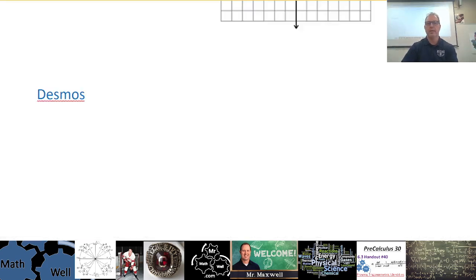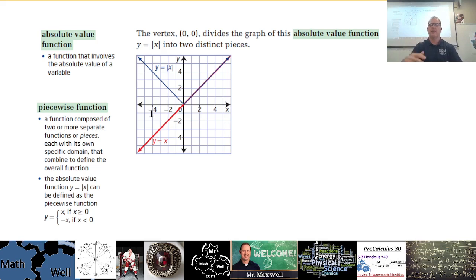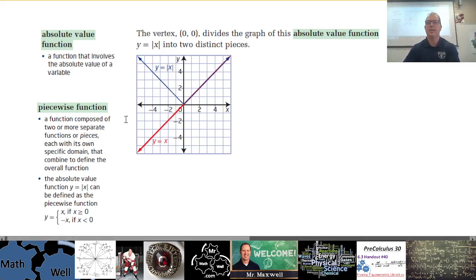All right, back to the notes. From your textbook again, there's a little bit of a summary. An absolute value function is a function that involves the absolute value of a variable. Most of the equations that we're going to be dealing with have the absolute value over the entire equation on the right side. So it's going to be y equals absolute value of, and there might be a bunch of stuff in there. If that's the case, then there can be no negative values. Everything has to be above the x-axis.